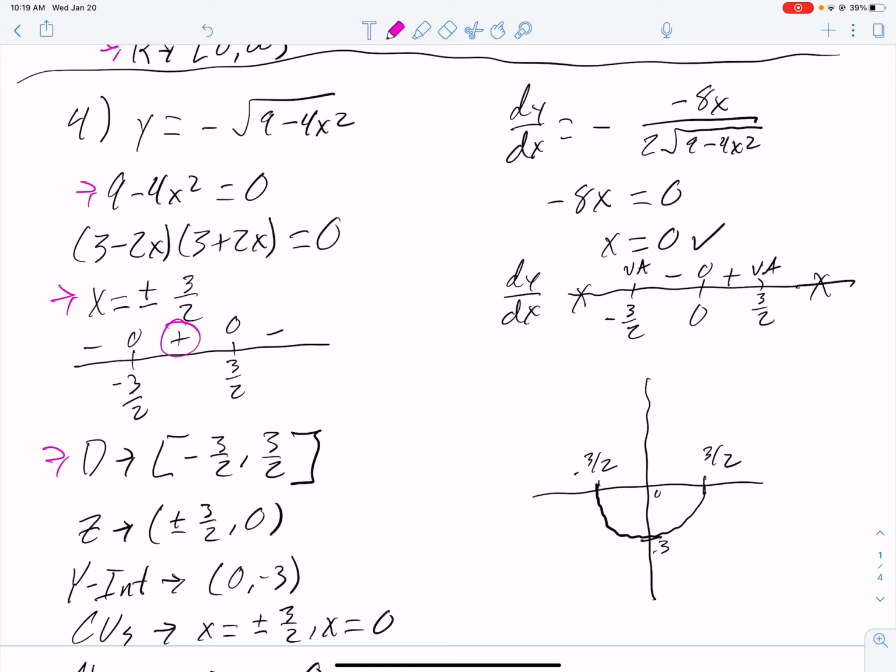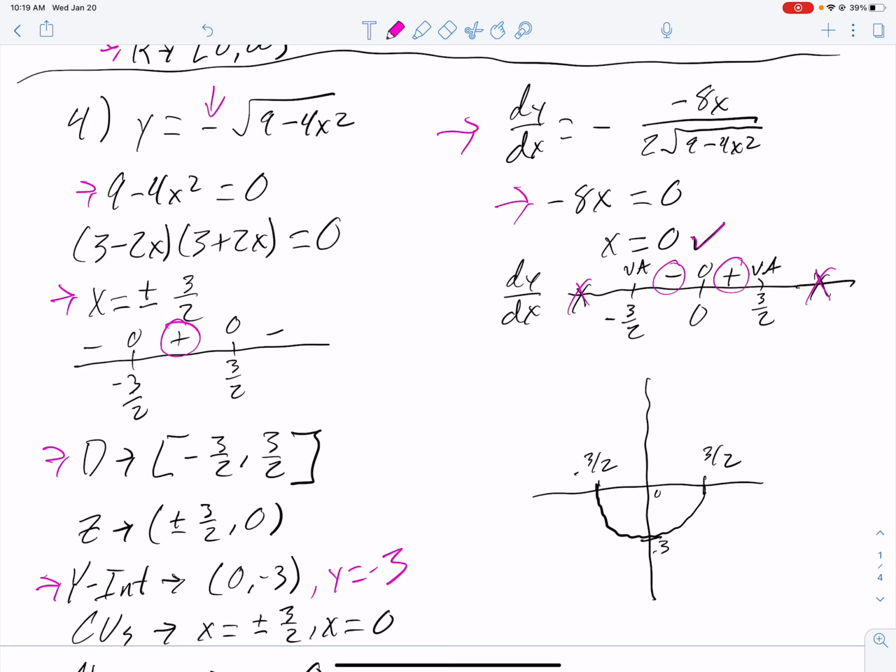If I were to plug 0 in, I get a y-intercept of -3, which you could always write as y equals -3. I take my derivative, set what's in the numerator equal to 0, and in this case it checks out, 0 is in the domain. I can ignore to the left of -3/2 and to the right of 3/2, knowing that zeros of the original become vertical asymptotes of the derivative, and my function will decrease, then increase.